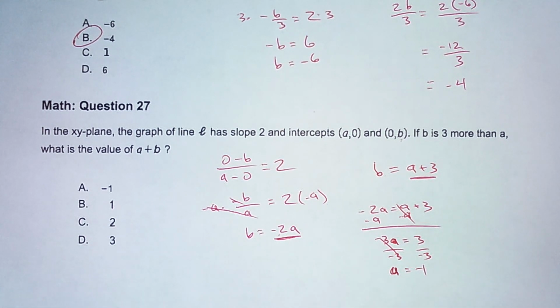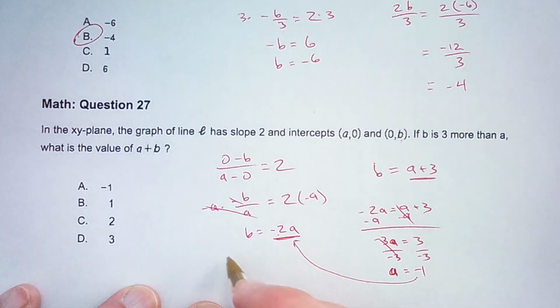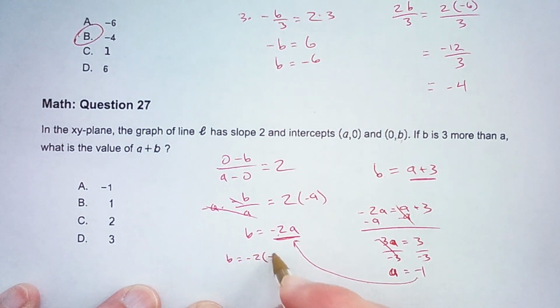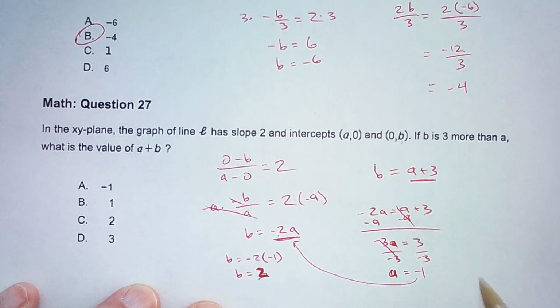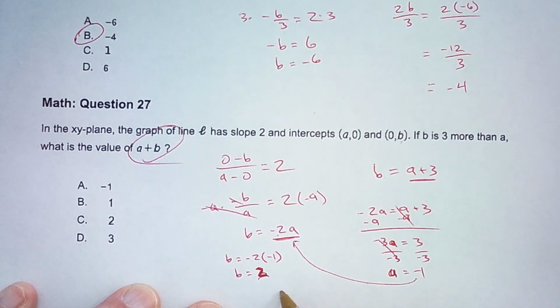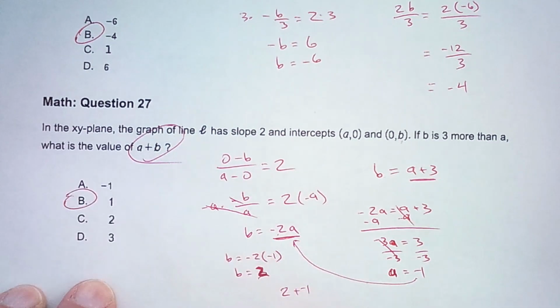So I've got a value of a of negative 1. Now I can plug that in right here. So b is negative 2 times negative 1, so b is 2. Okay, so what is a plus b? That's 2 and negative 1, which is 1. So b is our option here.